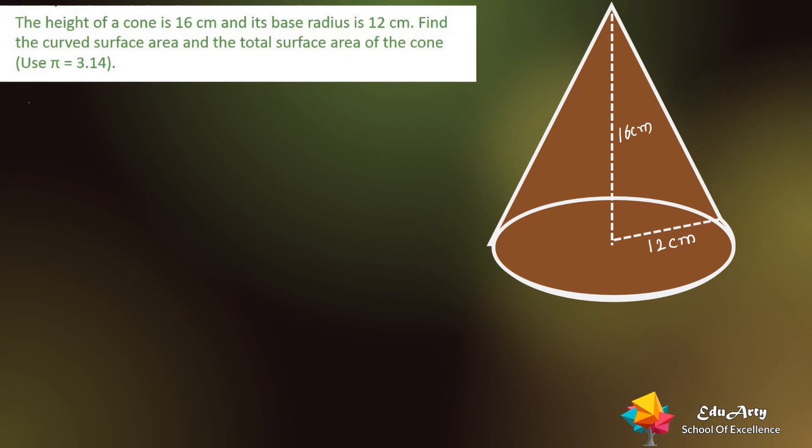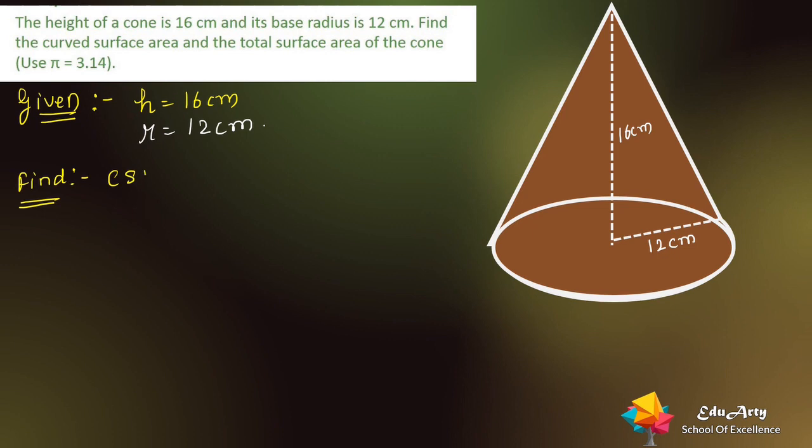Let's work on the curved surface area first. Correct? First of all, given is going to be the same. What is given to us? Given information. Always write the given there, because that helps you to remain focused on the sums. Given: height of the cone is equal to 16 centimeters. Then we have radius of the base, which is equal to 12 centimeters. Correct? Now, what are we supposed to find? We are supposed to find the CSA and the TSA.